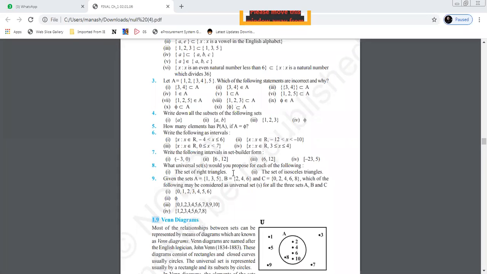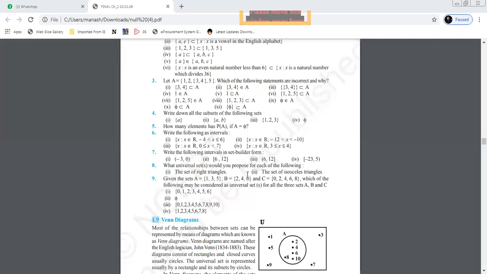Now, if you talk about triangles, there are some right angle triangles, there are some isosceles triangles, there are some equilateral triangles also, is it or not? So in that case, what will be your universal set? It will be the set of all triangles. Whenever we say the set of all triangles, it contains right triangles also, isosceles triangles also, equilateral triangles also. Is it clear? So your answer will be the set of all triangles.